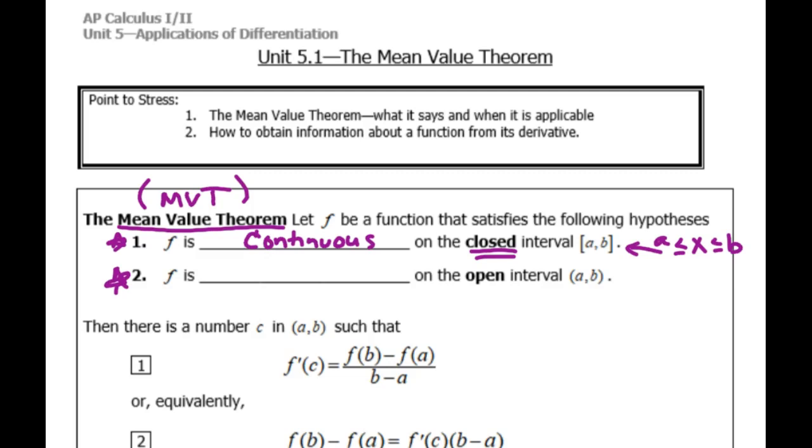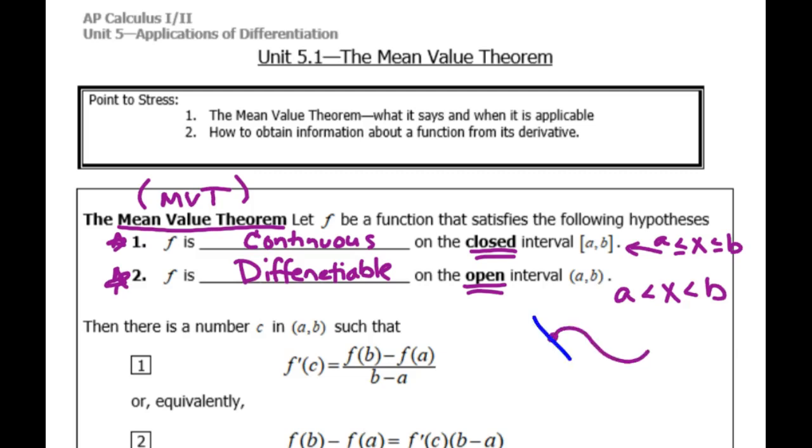And the function must also be differentiable on the open interval from a to b, that means we are not equal at a and b. And the reason is because you cannot take the derivative at an endpoint. If you have a function and you have an endpoint, exactly where does that derivative fall? There's lots of ways you can draw your tangent line. There are no derivatives ever at endpoints.